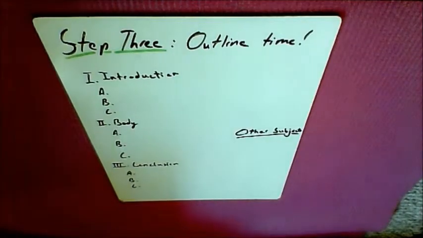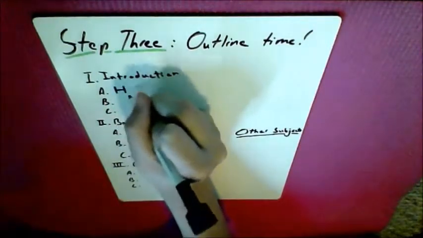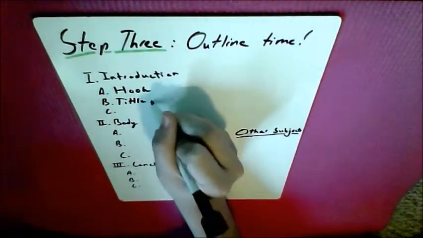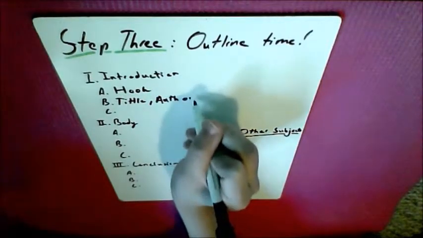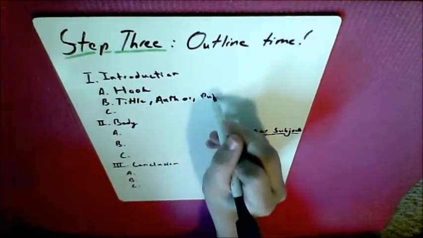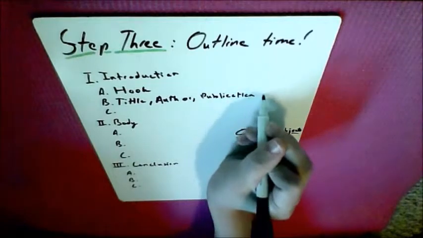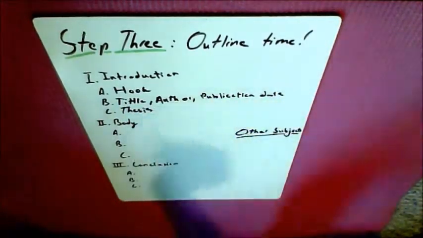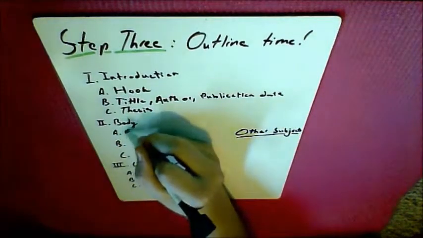So this is what your basic outline for your poetry explication should look like. First you're going to have your introduction, which is going to start with your hook, which can come in a couple different forms as we talked about. Then you're going to have your title, author, and publication date, which are very key to include. Then at the end of it, you are going to have your thesis statement. Remember that your thesis must be at the end.